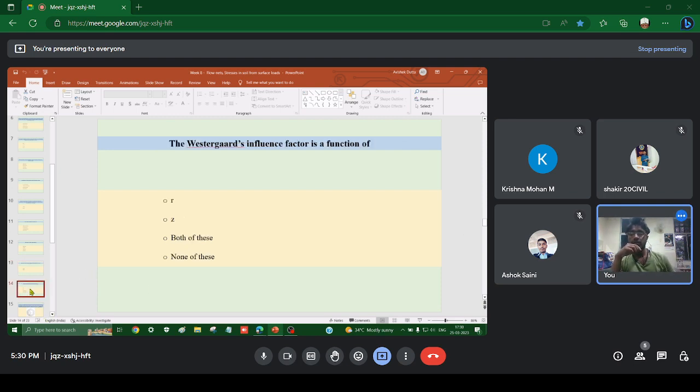Next question. The Westergaard's influence factor is a function of R, Z, both of these, none of these.